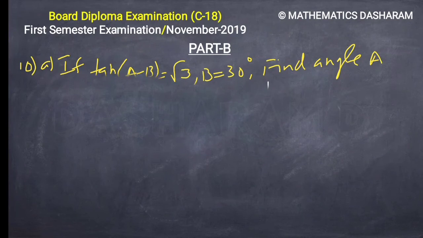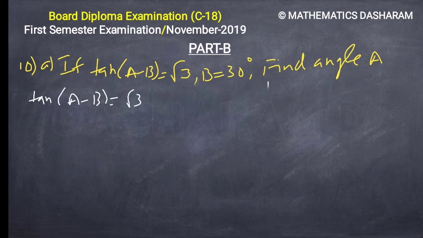10th question A problem. If tan (A minus B) equals root 3 and angle B is 30 degrees, find angle A. So this is a question related to trigonometric ratios of compound angles. So given that tan (A minus B) equals root 3.